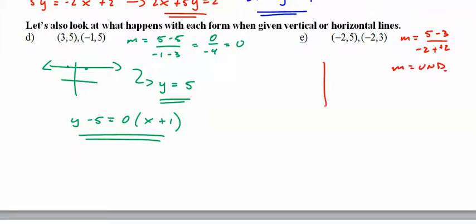Let me graph, see what's going on. Negative 2, 5, negative 2, 3. Vertical line, which is an x equals line, and since it's negative 2 in both, x equals negative 2. That's point slope. That's standard form. That is actually as good as you're going to get for slope-intercept, even though it doesn't look like one.